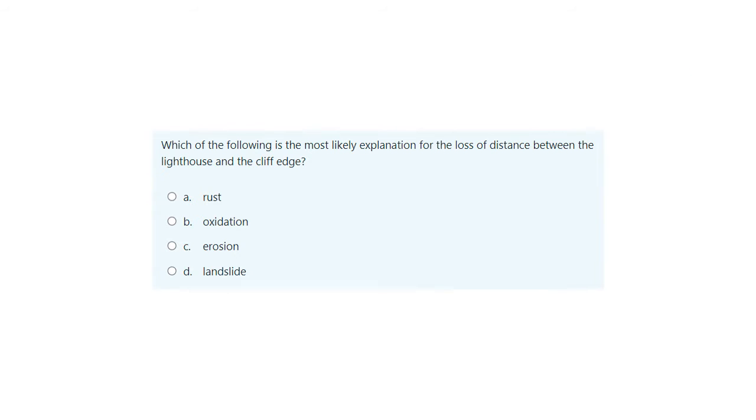Now, this next question is continuing with the same of the previous two. Which of the following is the most likely explanation for the loss of the distance between the lighthouse and the cliff edge? So we had the cliff, and the cliff normally is next to the ocean, and the lighthouse is on top, giving the light for all the ships to see. What would be happening here? Well, rust is when metal is exposed to the air or water. This is not about a metal being exposed, it's about the land, it's about the cliff being exposed to the sea.